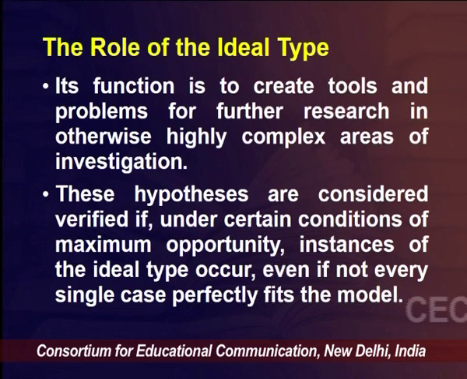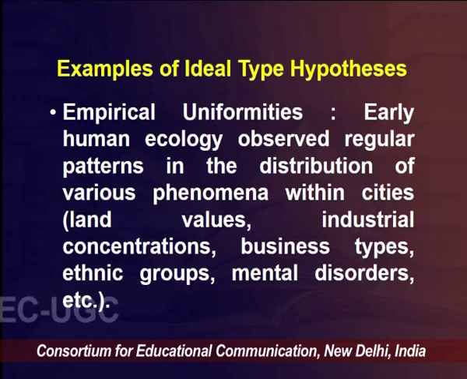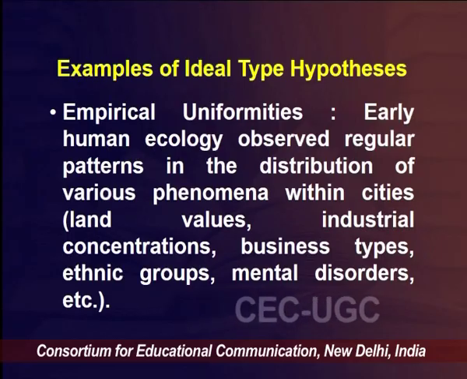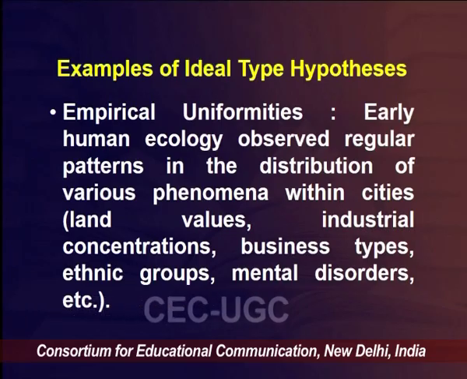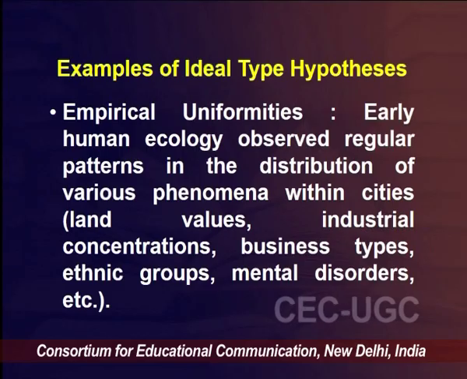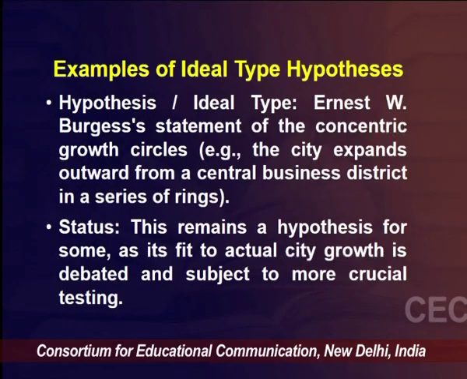These hypotheses are considered verified under certain conditions of maximum opportunity. Instances of the ideal type occur even if not every single case perfectly fits the model. Example of an ideal type hypothesis: empirical uniformities. Early human ecology observed regular patterns in the distribution of various phenomena within cities: land values, industrial concentration, business type, ethnic group, mental disorder, etc.